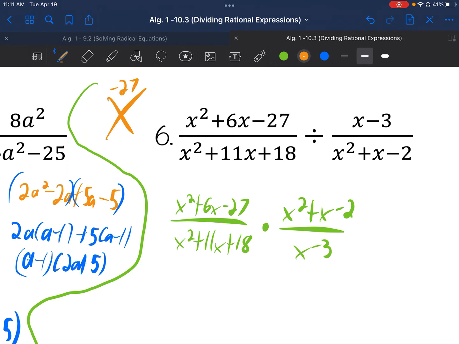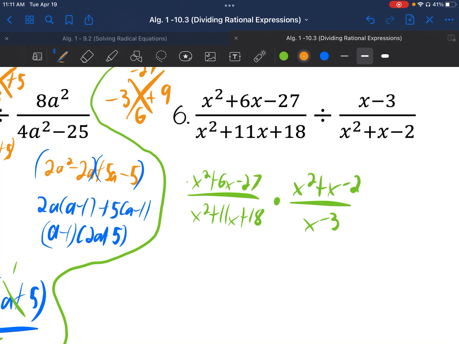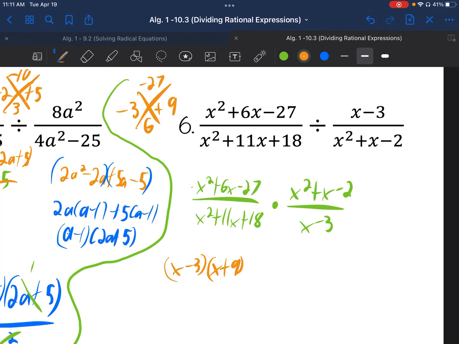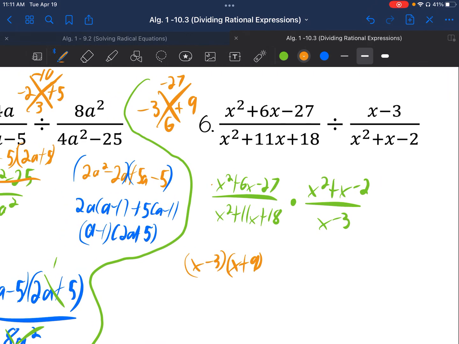Top left, negative 27 on the top, positive 6. That's going to be a negative 3, a positive 9. So that top left factors into, I'll just rewrite it again for simplicity's sake, x minus 3 and x plus 9. Bottom left turns into an 18 on the top for the x, 11 on the bottom, making it 9 and 2 or 2 and 9, meaning that factors into x plus 9 and x plus 2 in either order.